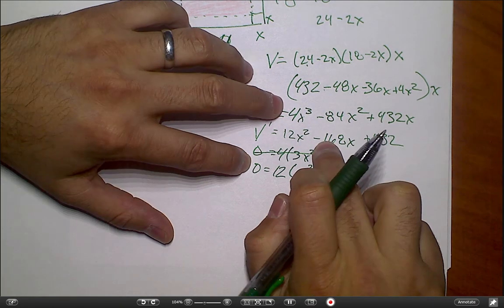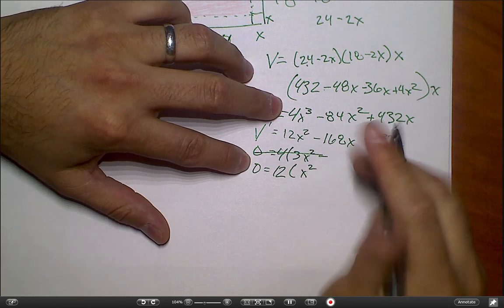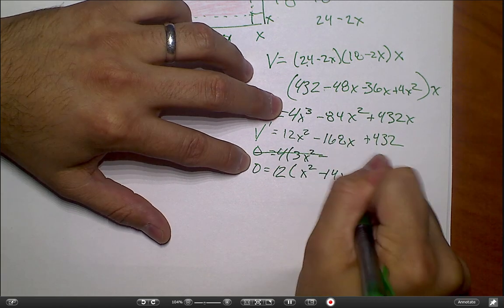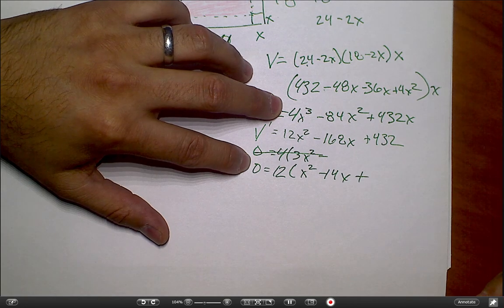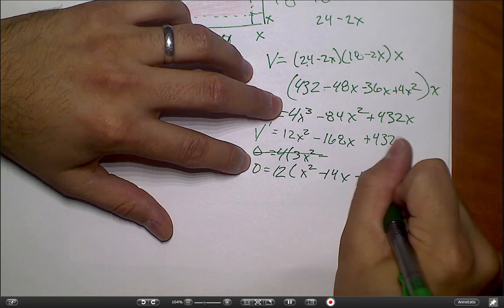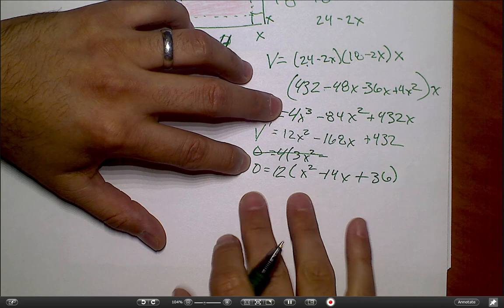That's the x, so x squared. So what is 168 divided by 12? So it's minus 14x and plus... let's see, it's too big of a number. Yeah, 36. There we go. You guys do the ones you... Okay, good job.